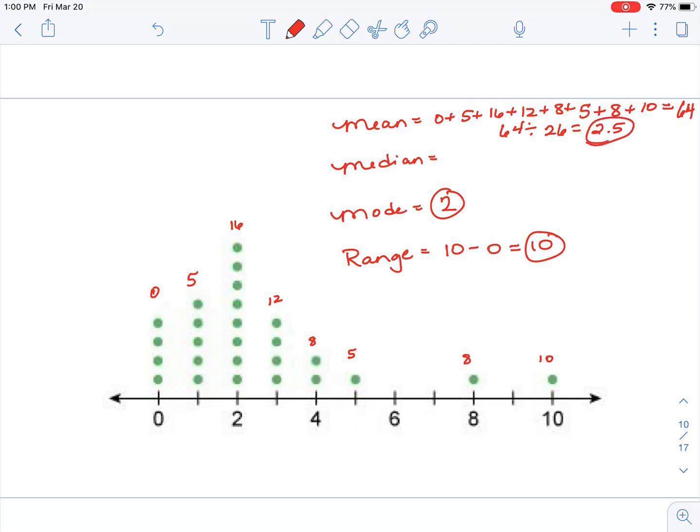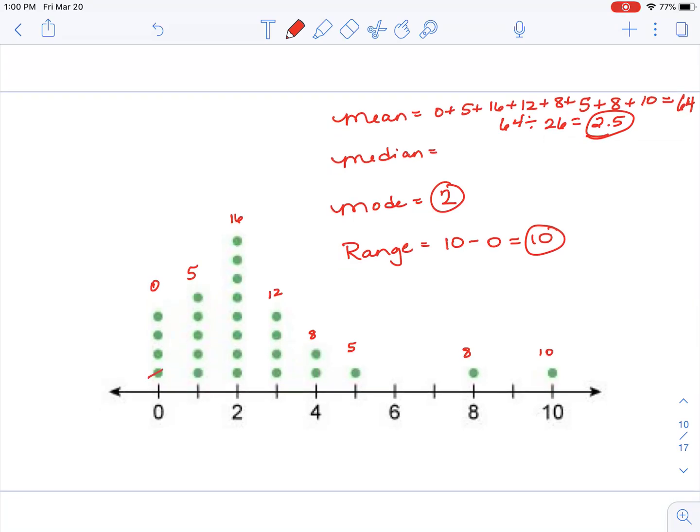Now, there were 26 pieces. That's an even amount. Half of 26 is 13. So my 13th and 14th pieces of data are going to be my 2 in the middle. So we're going to count 1, 2, 3, 4, 5, 6, 7, 8, 9, 10, 11, 12. Right there would be my median. Since they're both 2s, my median would be 2. Now, that is with all the data.